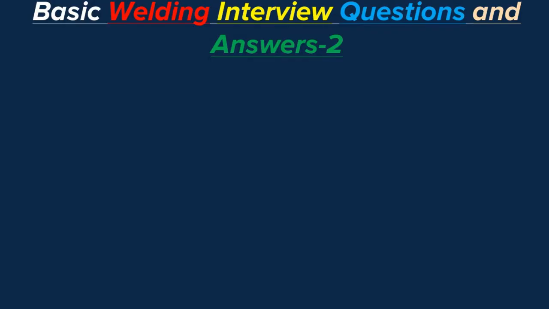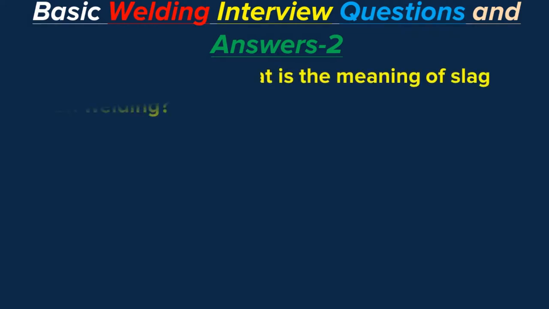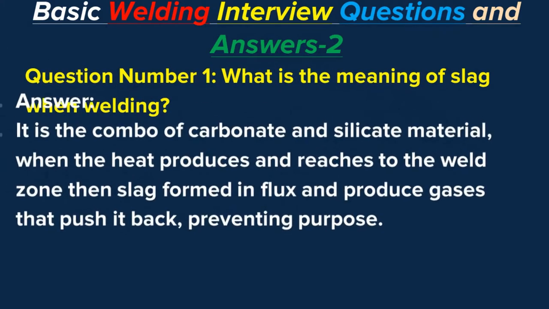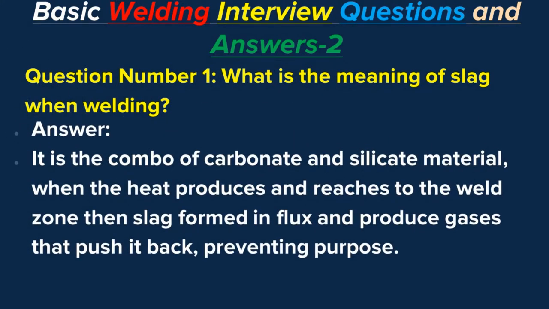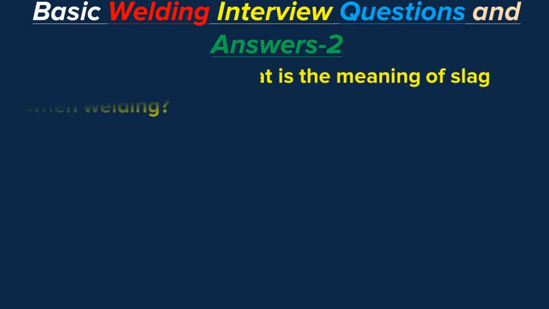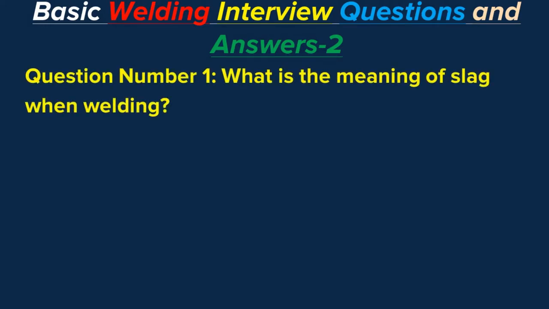Question number 1. What is the meaning of slag when welding? Answer. It is a combination of carbonate and silicate material. When the heat is produced and reaches the weld zone, slag is formed in the flux and produces gases that push it back, preventing contamination.